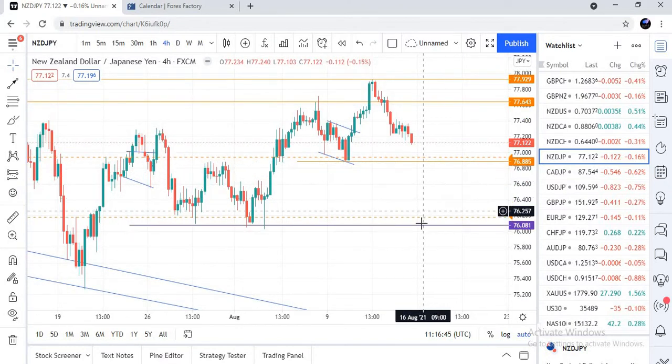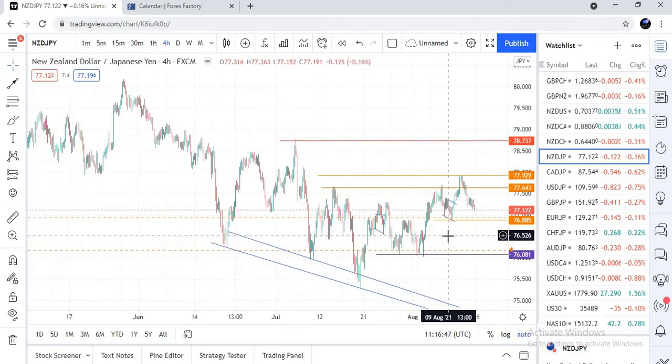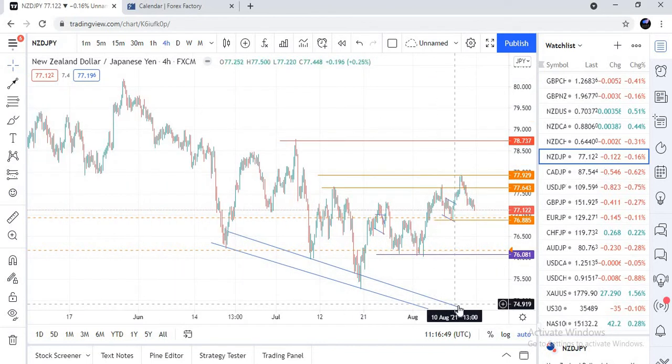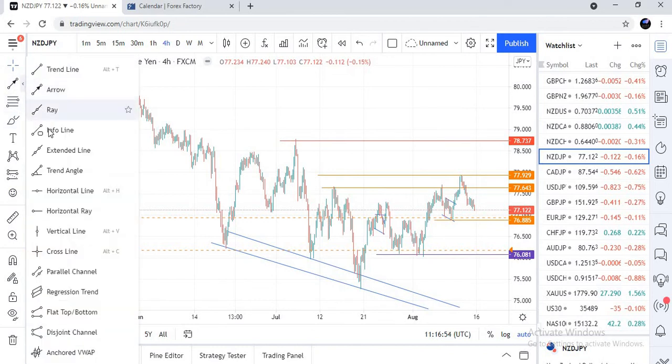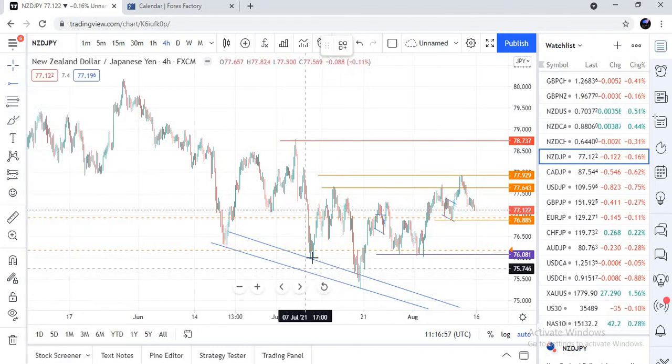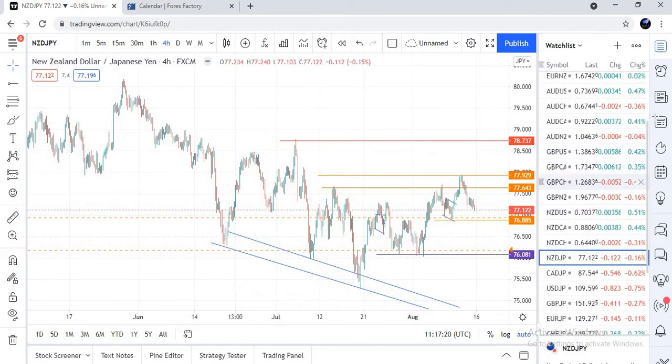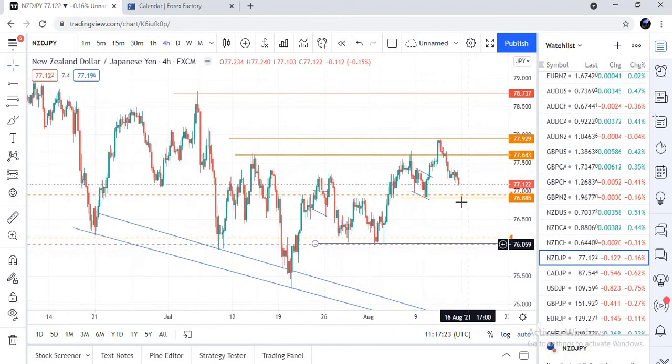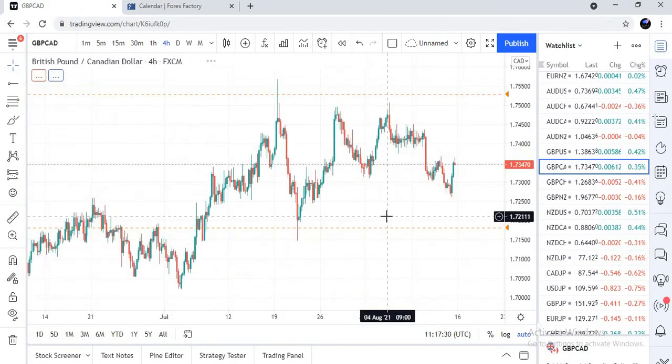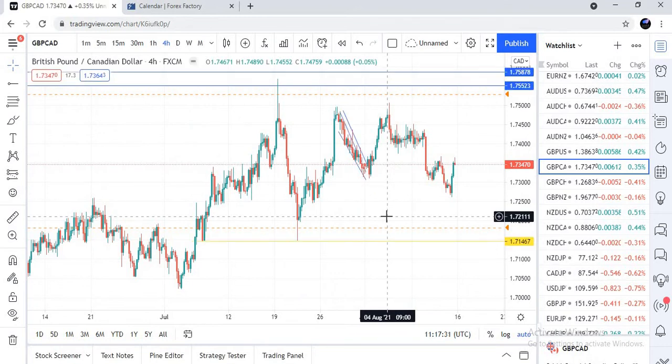If this level doesn't work, this level will work. If this level doesn't work, this trend channel is going to work. So at least something must work. So we're just going to be marking out all these support levels for the NZDJPY for this week. So we're just going to be waiting for our alert levels to get triggered before we make moves in the market for this week. So the next pair that we're going to be looking at is the GBPCAD.